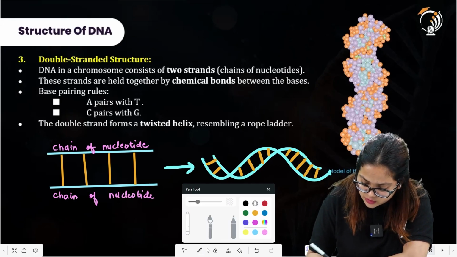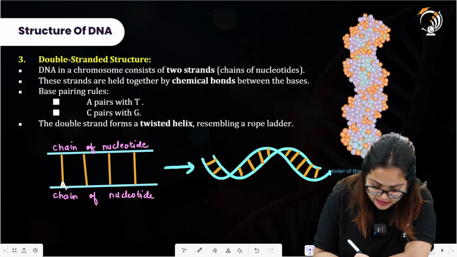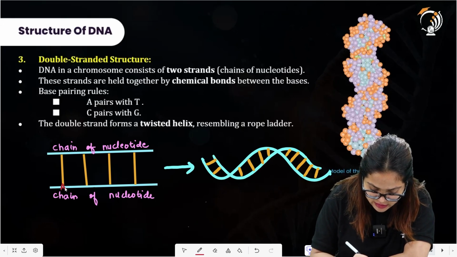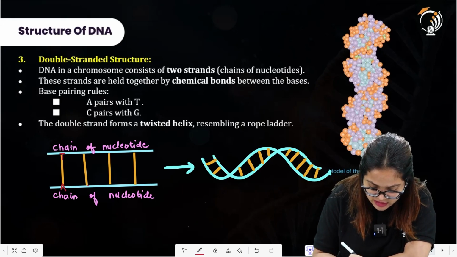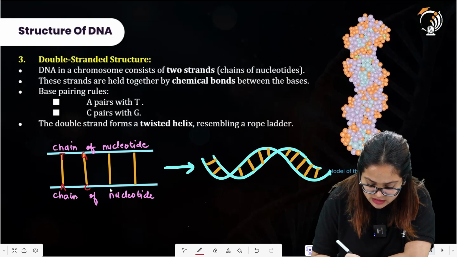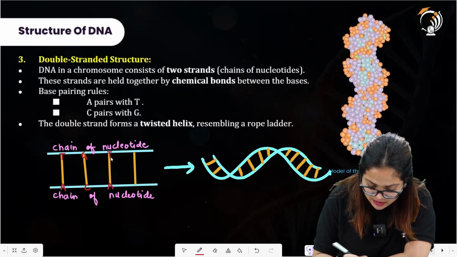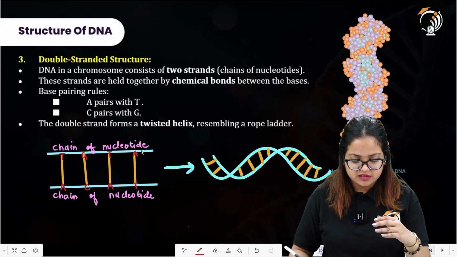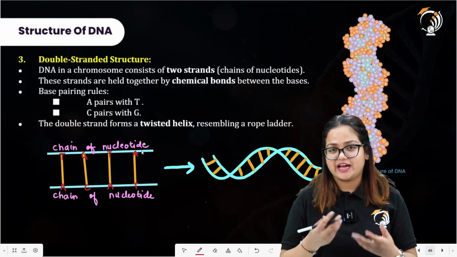We have nitrogenous bases. So you can write adenine here. All right. You can write adenine here binds with thymine. Cytosine here binds with guanine. Adenine with the thymine. Thymine with adenine. So this is the kind of representation. These orange bands over here represent hydrogen bonds.